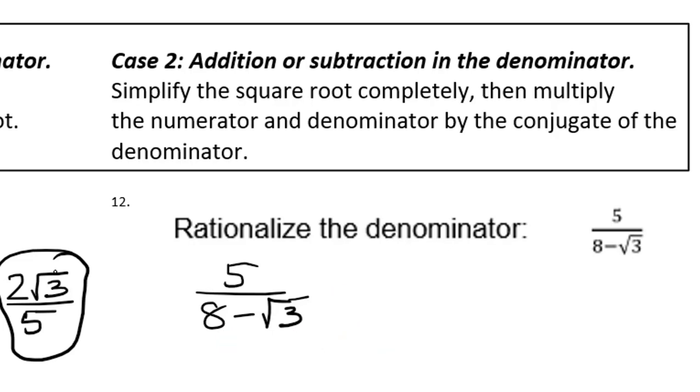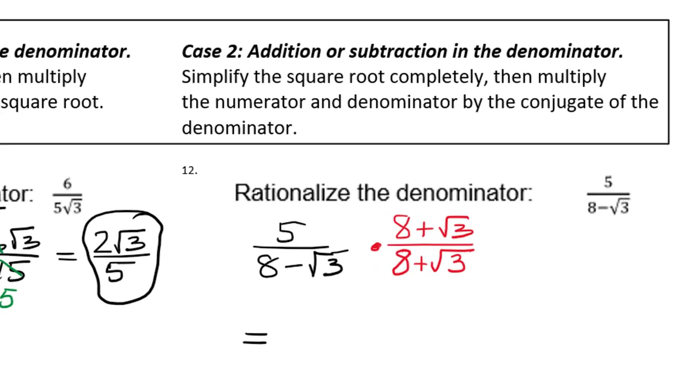So that's not helpful. So instead, we're going to use the idea of conjugates. We're going to multiply 8 minus square root of 3 times its conjugate. Remember, conjugates are the same two terms with the opposite sign in the middle. So we would multiply by 8 plus the square root of 3 in the top and the bottom. This way we're only multiplying by 1 and we're not actually changing the value of the expression.